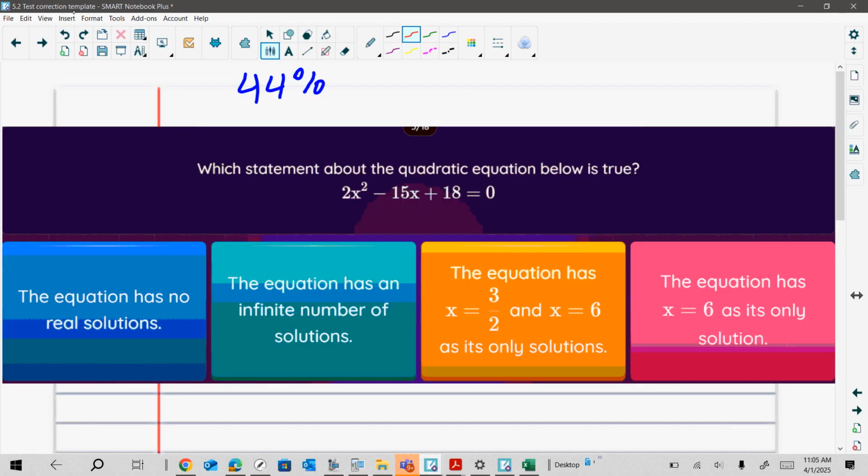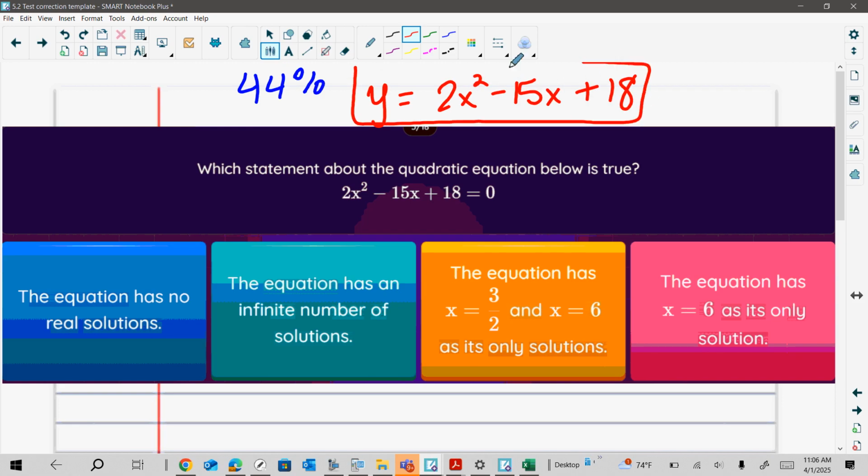Which statement about the quadratic is true? Again, it's in standard form. It's equal to 0. So you should go straight to your calculator and do y equals 2x squared minus 5x plus 18. You should put this in the calculator and then match the statements to the equation.